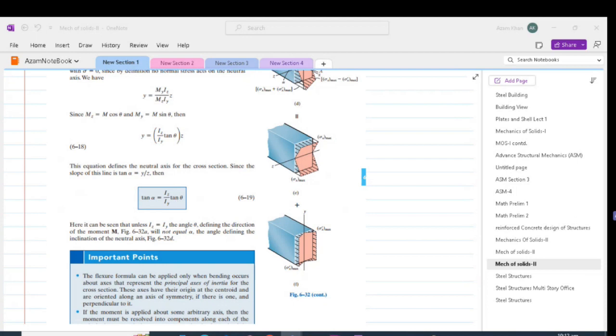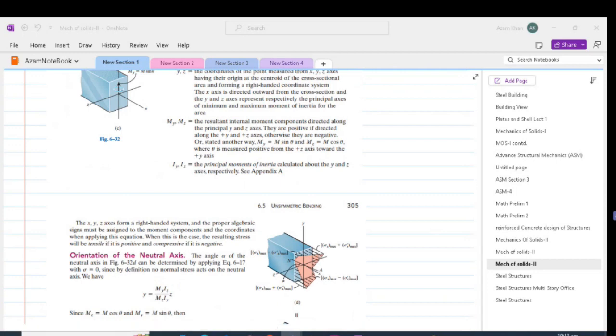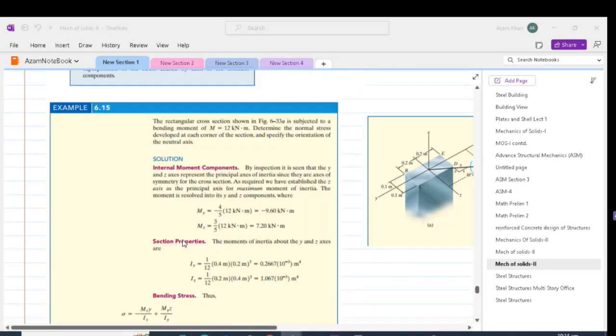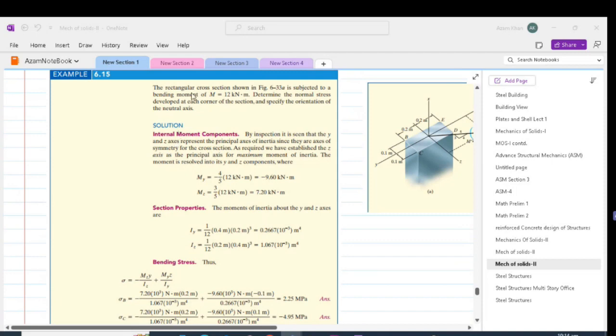From this, we can see that unless Iz is equal to Iy or tangent theta equal to 0 or infinity, the neutral axis is not perpendicular to the load. Thus, the neutral axis is inclined from the z-axis in the same angular sense as the plane of the loading is from the y-axis. We can demonstrate this simple concept by the help of an example.